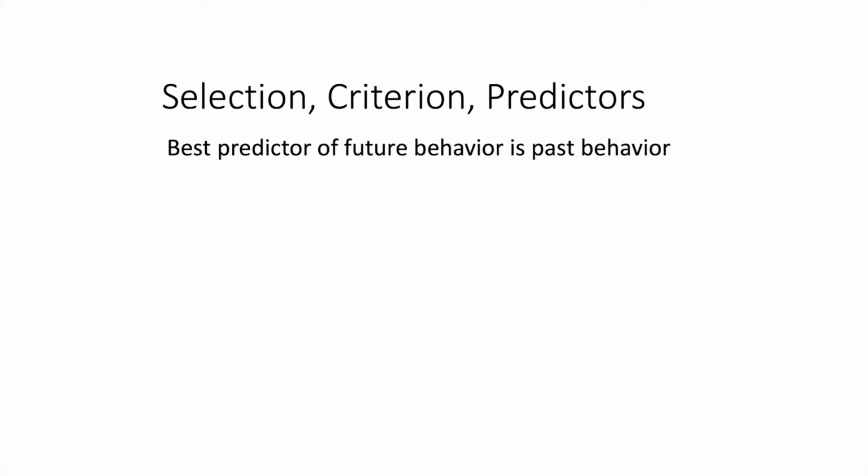Now the next slide talks about selection criterion predictors. We want to be able to judge or gauge how well a person is going to perform once we do hire them. Well, how do we do that? One of the formulas that has been around for a while is this one: the best predictor of future behavior is past behavior.